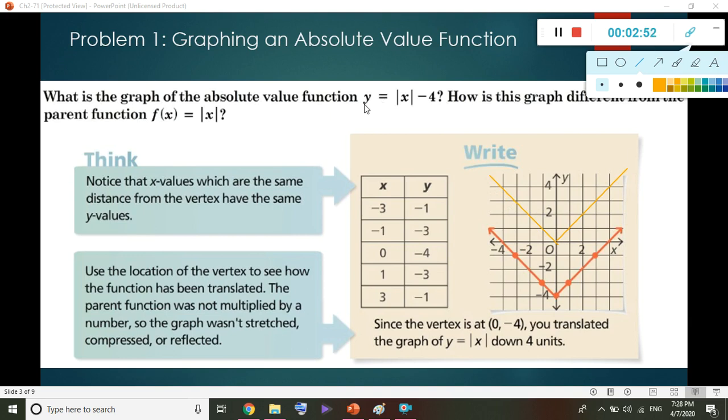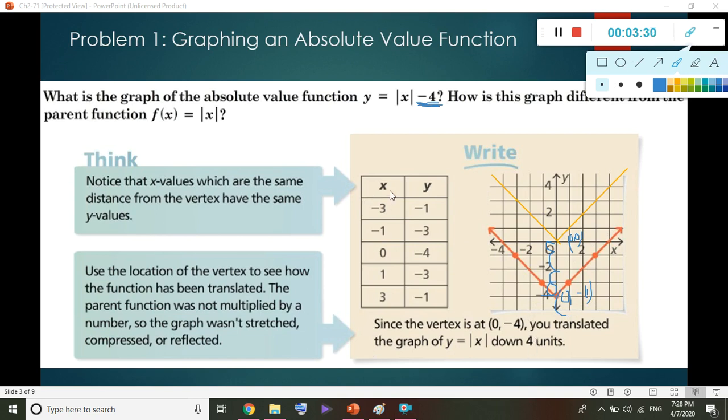Now, if we have y equals the absolute value of x minus 4, it means we have translated 4 units down because it's negative. So we translated 4 units: 1, 2, 3, and 4. Oh, the last one here is wrong. So instead of the vertex being at 0, 0, originally, it became 0, negative 4. So we had a translation 4 units downward.